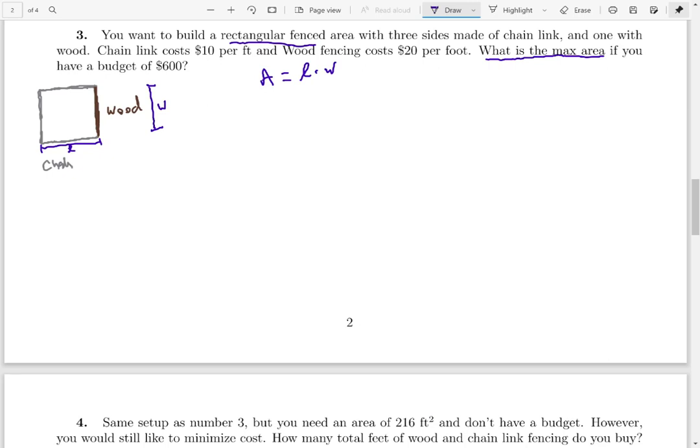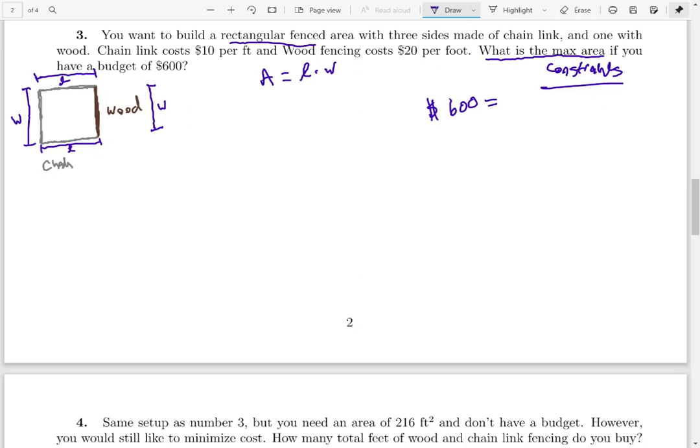The trick here, though, is going to be my constraint equation. So let's think about constraints. Specifically, we're going to be purchasing chain link and wood in terms of linear feet. And in terms of linear feet, I need to remind myself that this side is also going to be a length, and this side is also going to be a width. So what's going to happen here? Well, my constraint is a budget of $600. That $600 plays a part, but what's it related to? It's related to the cost of the lengths and the widths.